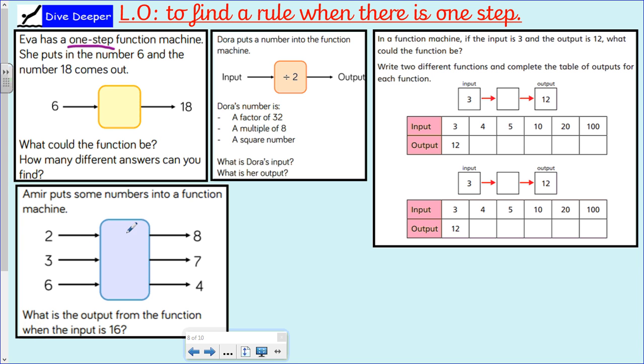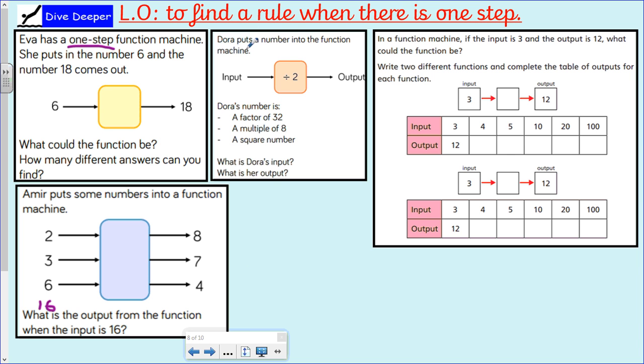Amir puts some numbers into a function machine. You need to work out what's happening each time and what is the output from the function machine when the input is 16. So if we had 16 down here, what would the output be? A little bit of working out for you to do there.